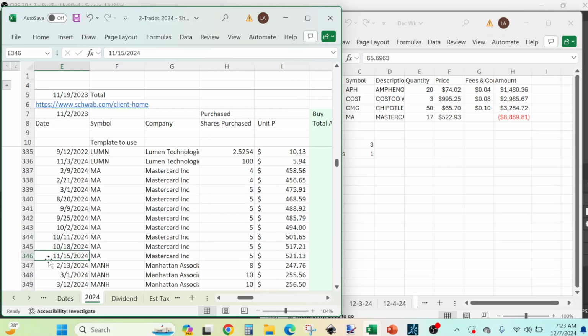So because we bought it, we are going to copy the previous line and paste it.